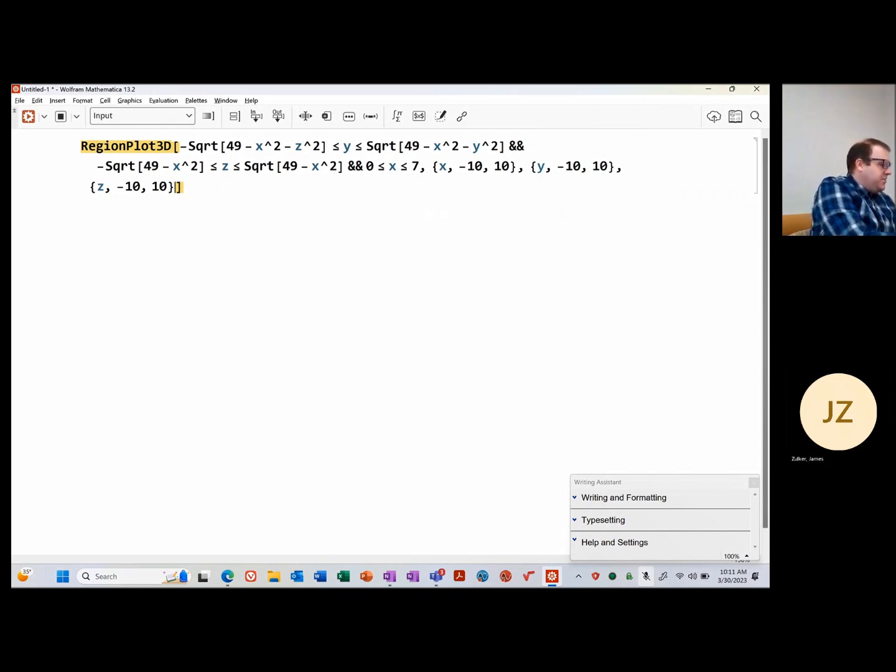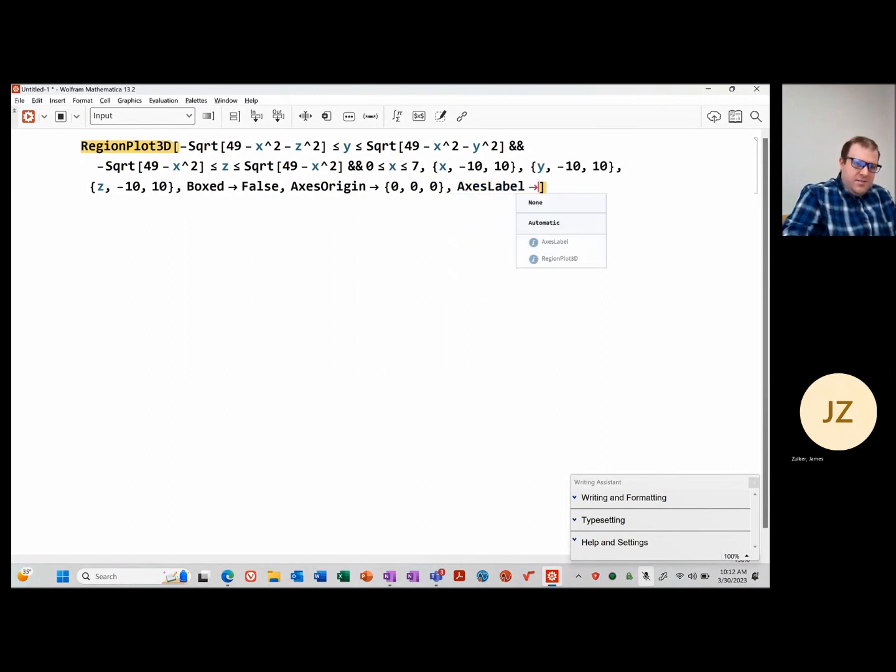Now, if I'm not mistaken, it's going to box this. It does. So let's turn off the box, set the origin 0, 0, obviously label the axes, and let's turn off the mesh. Let's see what this gives us if I don't add any other options.